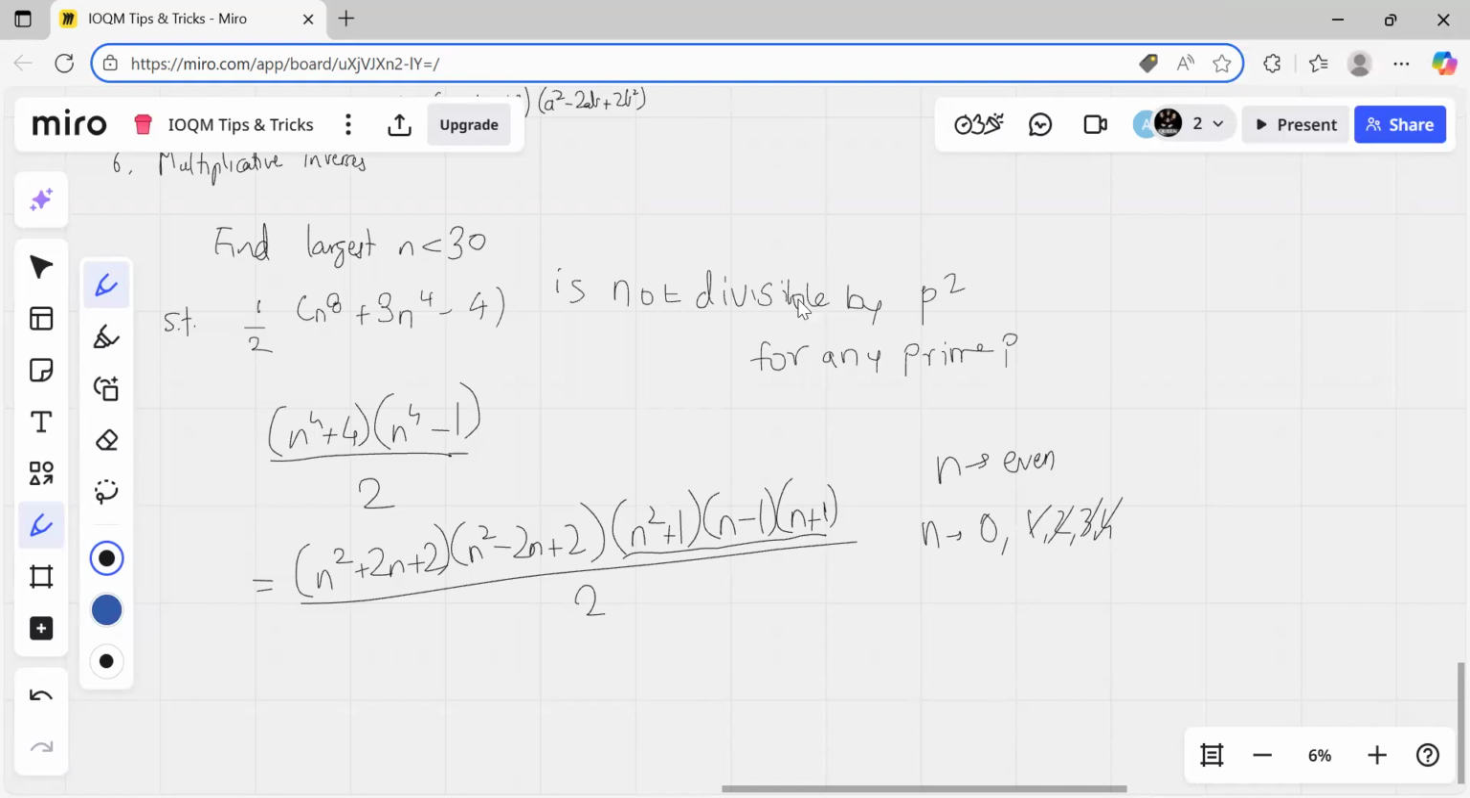n is a multiple of 5 and n is even. A thing to note is that you could have used Fermat's little theorem here. In the expression you have n to the 4 plus 1 and n to the 4 minus 1. So if n is not divisible by 5, n to the 4 is equal to 1 mod 5. So both of those brackets are divisible by 5, and the whole thing is divisible by 25.